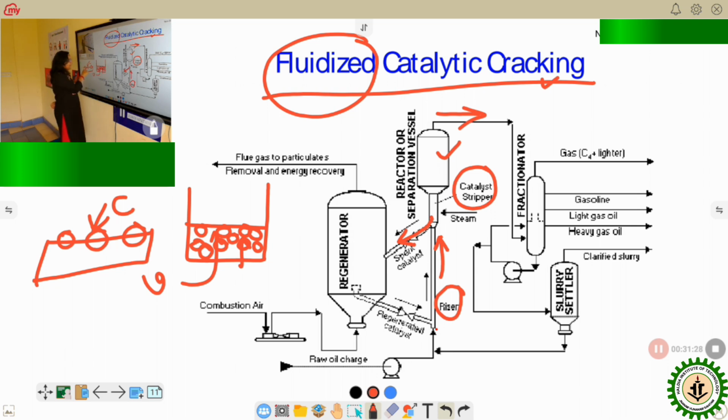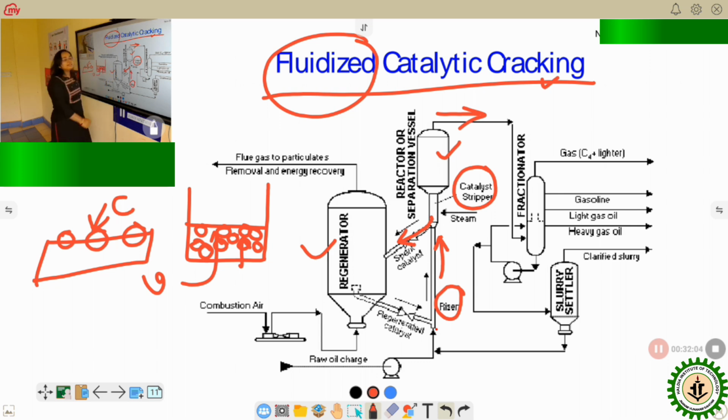As the majority of the active sites are already blocked with the coke material, that's why we call it the spent catalyst. Now our next motto is what? We have to regenerate this catalyst for the second cycle of operation. That we will do in this regenerator column. So this is called a regenerator, because in this column we will regenerate our spent catalyst so that we can further use it for the second cycle.